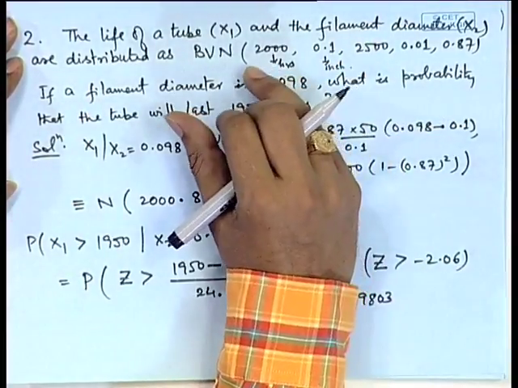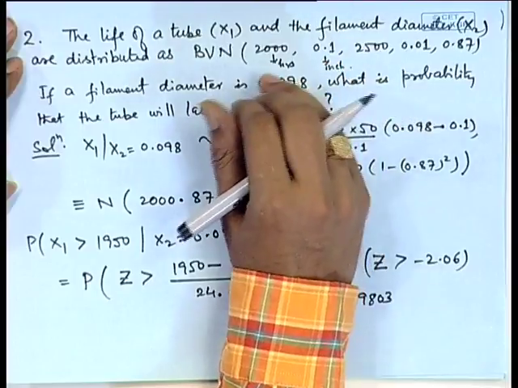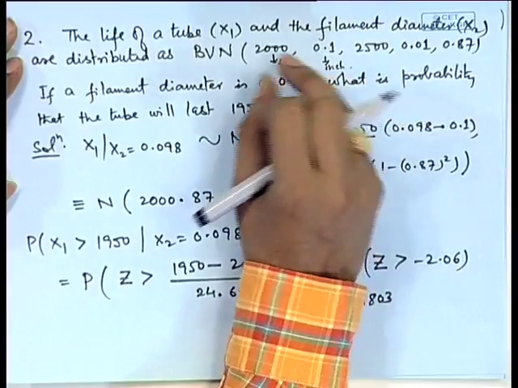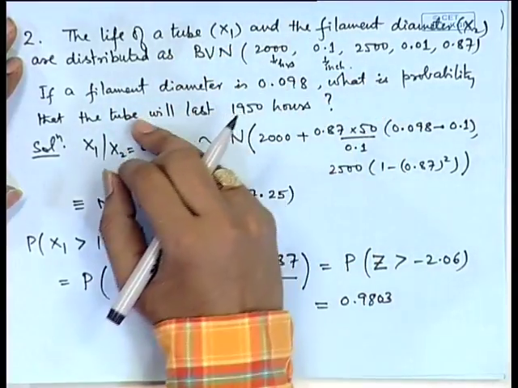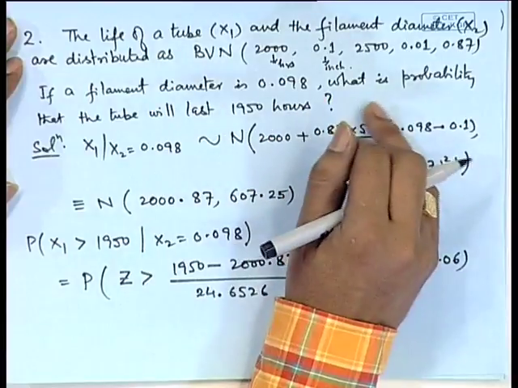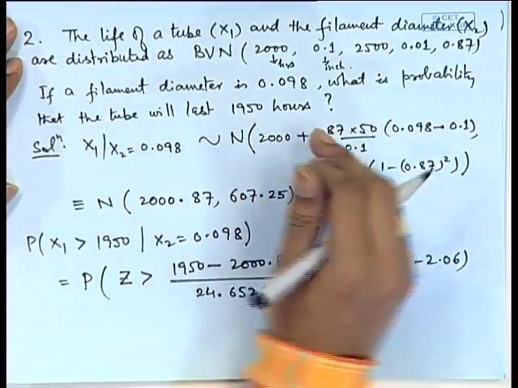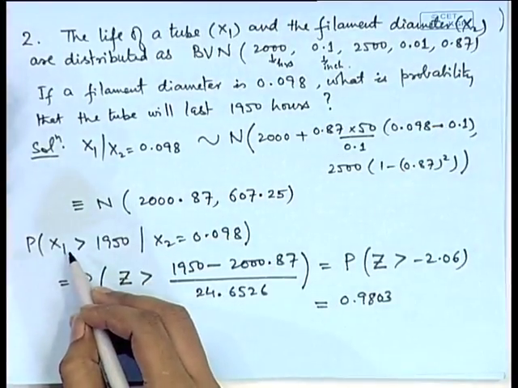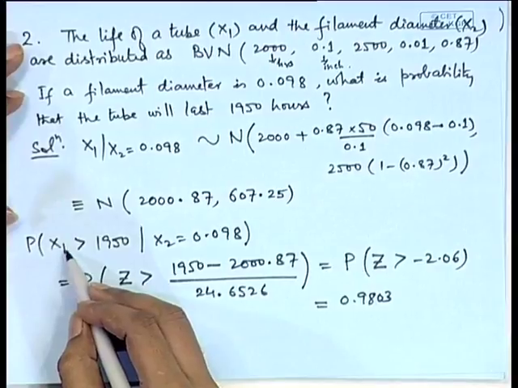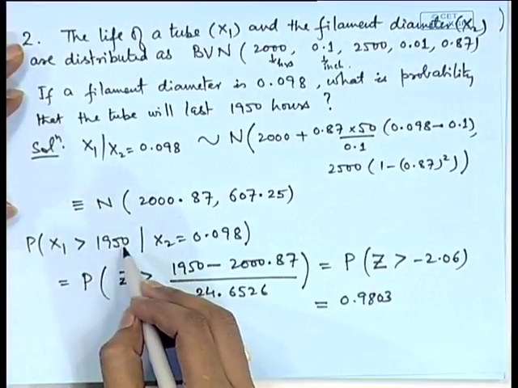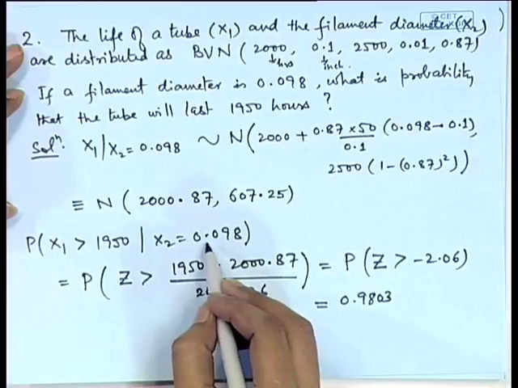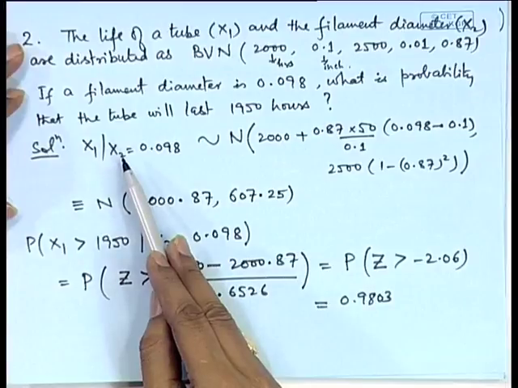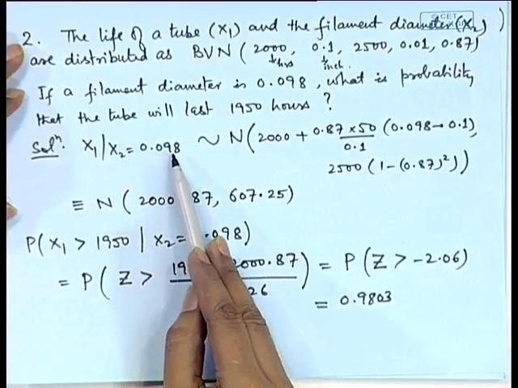So, the manufacturer may use the filament diameter, which can be measured, to estimate the life of the tube. So, if a filament diameter is 0.098, what is the probability that the tube will last 1950 hours? So, we are interested to calculate the probability of surviving till 1950 hours given that the diameter is 0.098 inches. For this we need the conditional distribution of x 1 given x 2 is equal to 0.098.